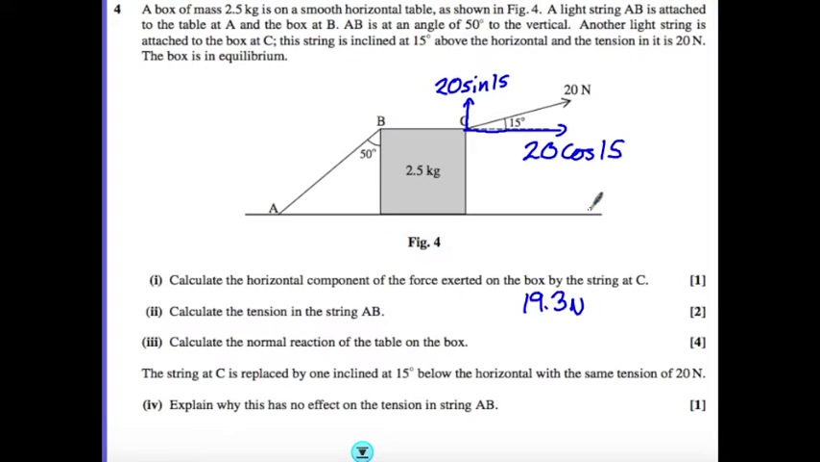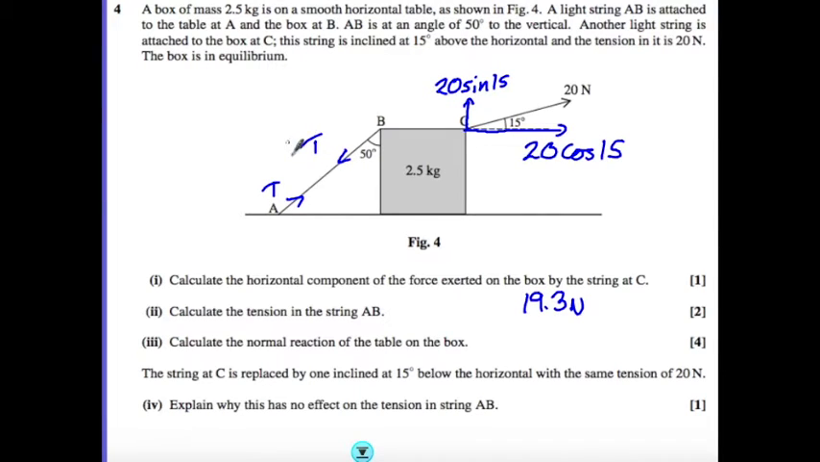And now it wants us to calculate the tension in the string AB. Now they're kind of giving us a hint here by just getting us to find the horizontal component. So if we think about all the forces on this box, so we've got the tension pulling down. And remember the tension is the same here as well. So we better call that T1. Actually, no, we're not, because they've told us that's 20, so it's not like we need two tensions.